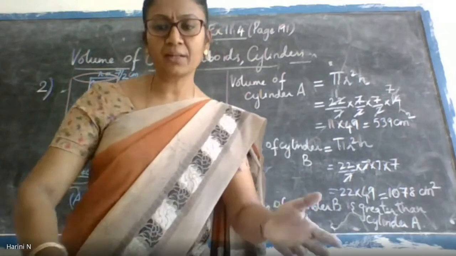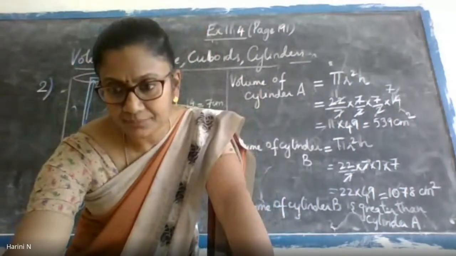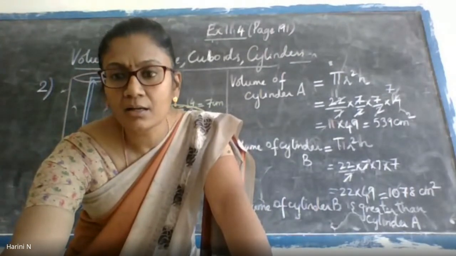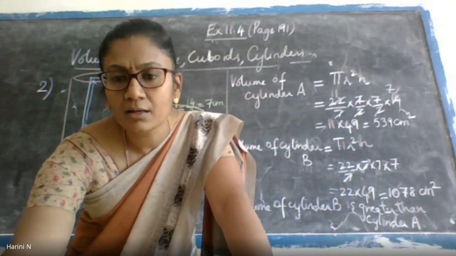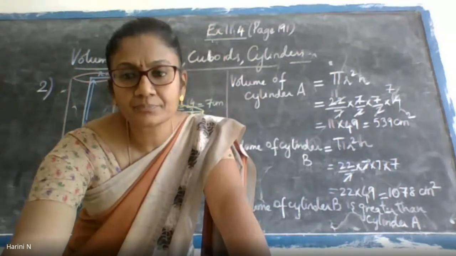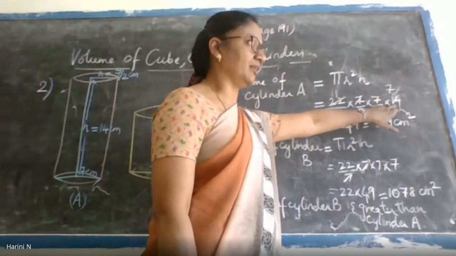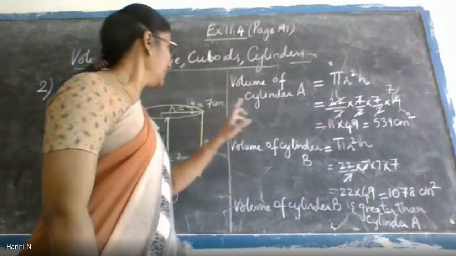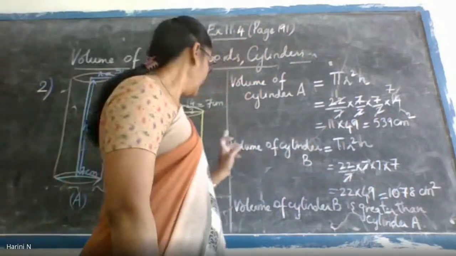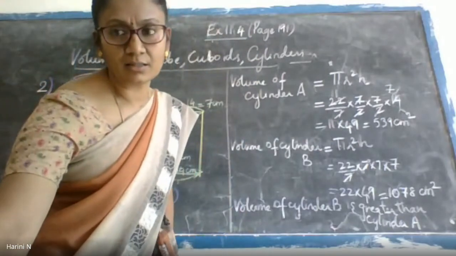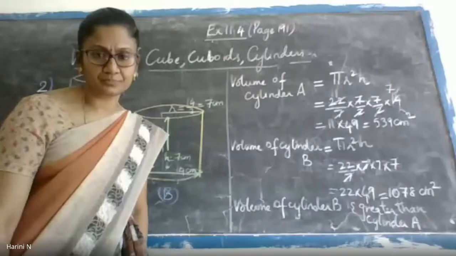Somebody is typing so many things in the chat box. Give me 1 minute. What are you asking, Bona? What 14 has been used? Which 14? Cylinder A, radius is 7 by 2 and height is 14. For cylinder B, the radius is 7 and the height is also 7. What is the doubt, Bona? Is there a doubt? No, ma'am.